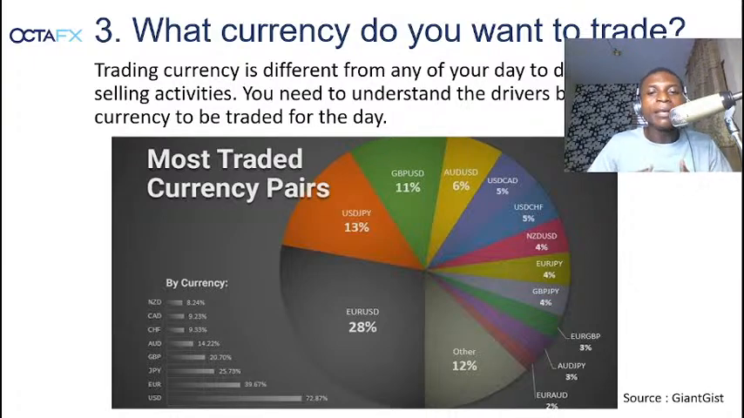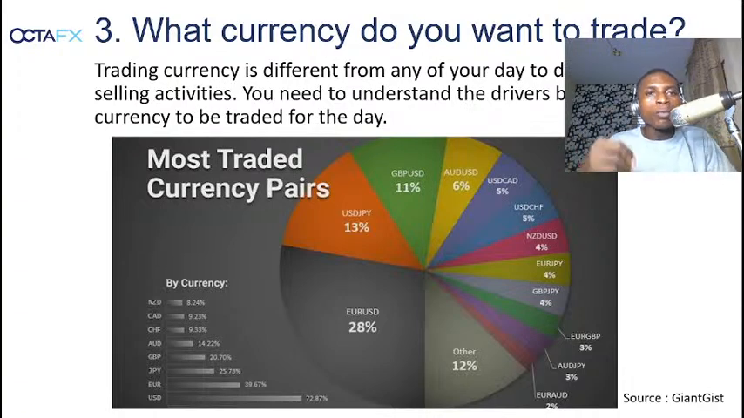Then followed by USD JPY. Then followed by GBP USD, the pounds and the dollars. Then the Australian dollar and the US dollar, followed by the US dollar and the Canadian dollar, followed by the US dollar and the Swiss franc, followed by the New Zealand dollar and the US dollar, followed by the euro and the Japanese yen, followed by the GBP, the pounds, and the Japanese yen. Then the euro and the pounds, followed by the Australian dollar and Japanese yen, followed by euro and Australian dollar. So you can see the flow.